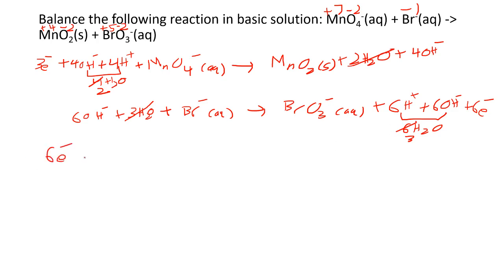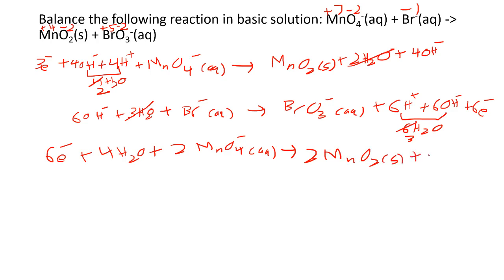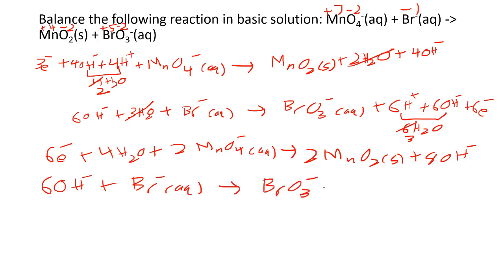So we'll come up with the equation 6 electrons plus 4 waters plus 2 MnO4 minus aqueous goes to 2 MnO2 solid plus 8 OH minus. And then just because there's some slash marks, to make sure it's clear, I'm going to go ahead and rewrite the other equation as well before we add them together. Even though I'm not changing it, you don't actually have to do that, but I'm going to make it easier for me. This forms BrO3 minus aqueous plus 3 waters plus 6 electrons.